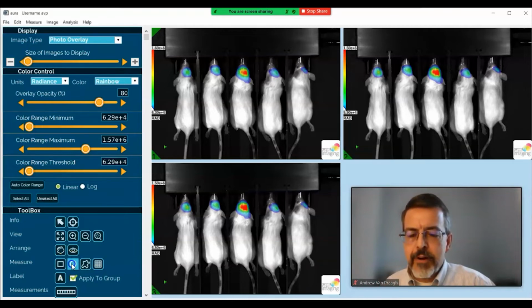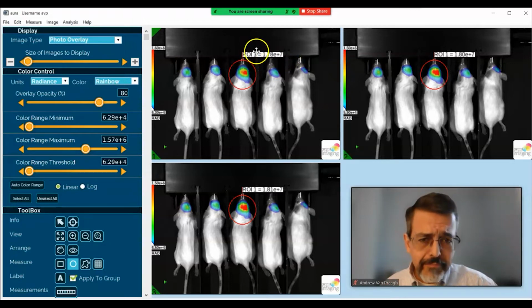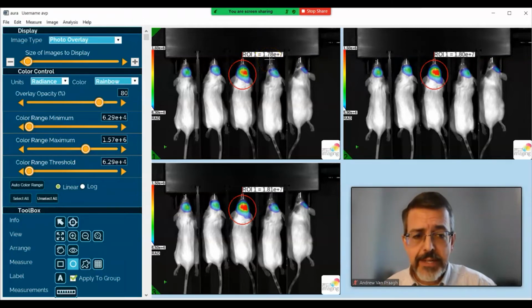And I'm going to use the elliptical ROI given the shape of the glioblastoma signal, and we'll draw a circular ROI around the region of the center mouse. I'm just going to keep it to the center mouse now by way of a proof of concept discussion. And what you can see is that there's a label that is applied to this region of interest, designating a number, as in 1, 2, 3, and then a quantitative evaluation of the signal seen within the ROI. And this is given in terms of total photons per second.